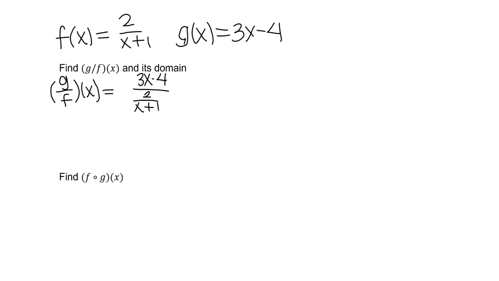Because we're dividing by a fraction, in order to simplify it, I'm going to rewrite it as multiplication. So my numerator is 3x minus 4 over 1. And when I rewrite it as multiplication, I take my fraction in the denominator and multiply it by its reciprocal. So I'm multiplying by x plus 1 over 2. This is the same thing as the division written above. Now for multiplication, I just multiply straight across. So 3x minus 4 times x plus 1. So I'm going to distribute.